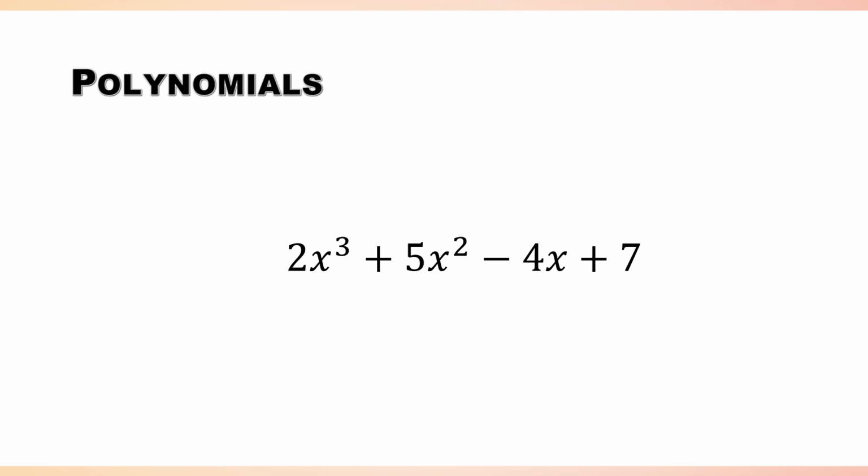A term is a constant term or the group of coefficient, its variable, and degree, separated by an operator. So, from our example, 2x raised to the power of 3 is the first term, and 7 is the last term in the polynomial.